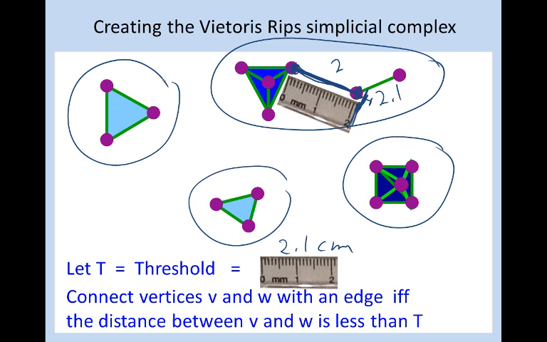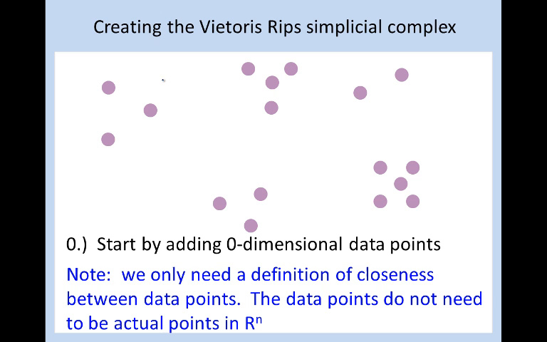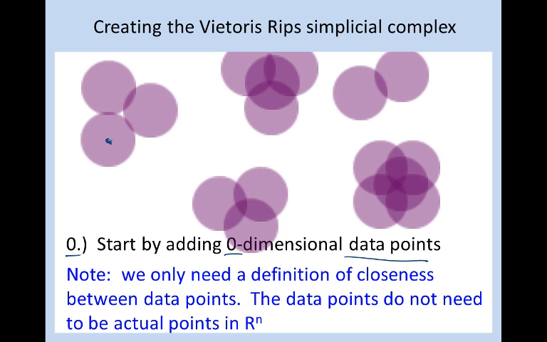We start again by adding our zero-dimensional data points. But now I want to choose a variety of thresholds. So now to indicate my distance, I'm going to use a ball centered around my vertex. So I had a vertex here, and I will use this ball centered around this vertex to represent my threshold, and the threshold will be the diameter of this ball.